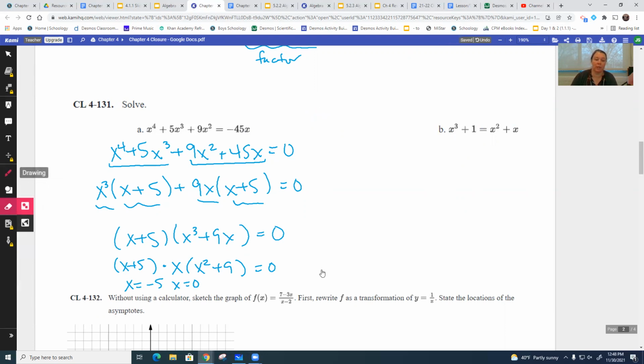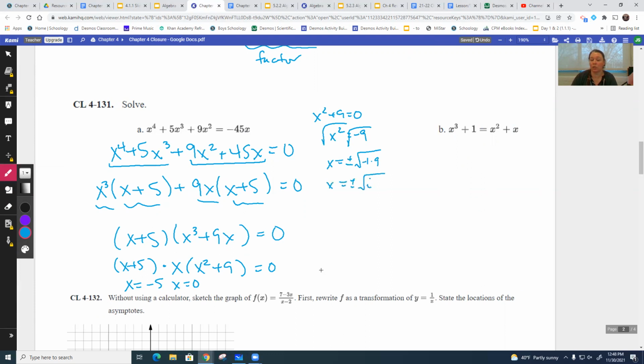Then I'm also going to need to solve this x squared plus 9 equals 0. So x squared equals negative 9. And when I take the square root of both sides, x equals positive or negative. You can think of that as negative 1 times 9 or i squared times 9. And the square root of i squared is i, and the square root of 9 is 3. So this gives me x equals plus or minus 3i as a solution.